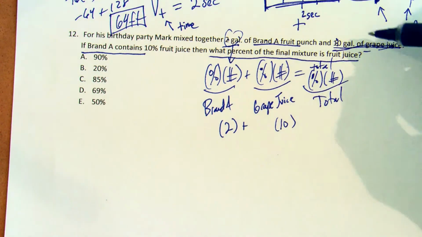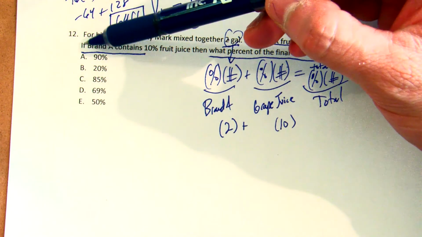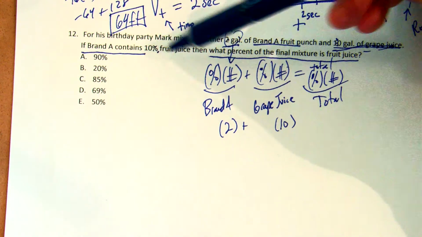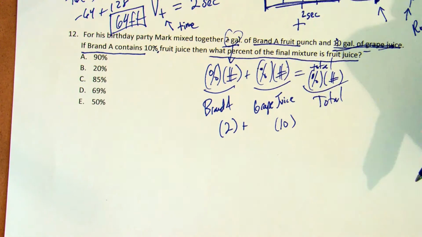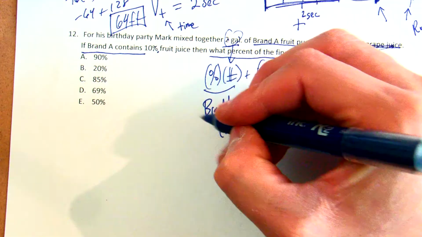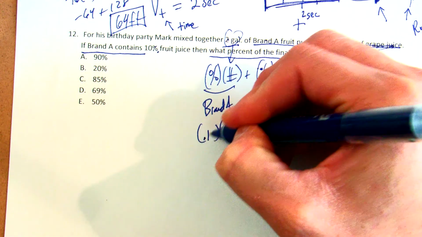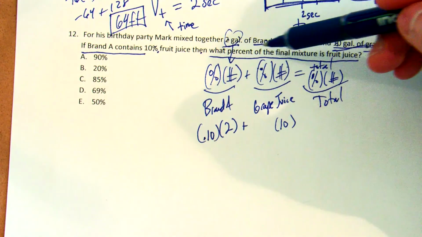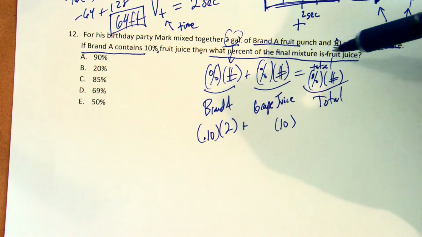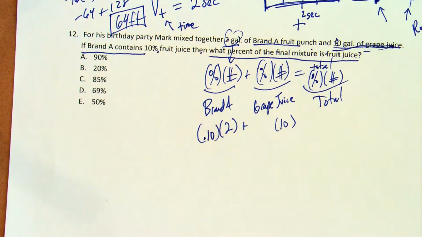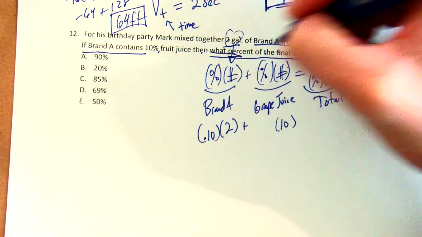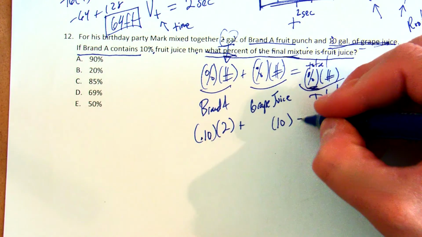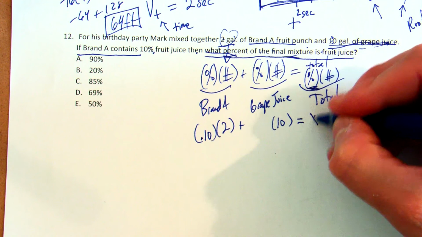And again, this is pretty straightforward so far. If Brand A contains 10%, it's a percent. So where does it go? It goes under the percent of Brand A. Let's put 10%, which is just 0.10, right? And then it says, what percent of the final mixture is fruit juice here? So I want the percent of the final mixture, so that's this percent, because that's like the total. So I'm going to put equals, and I'm going to call this X here, because that's what I'm trying to find.